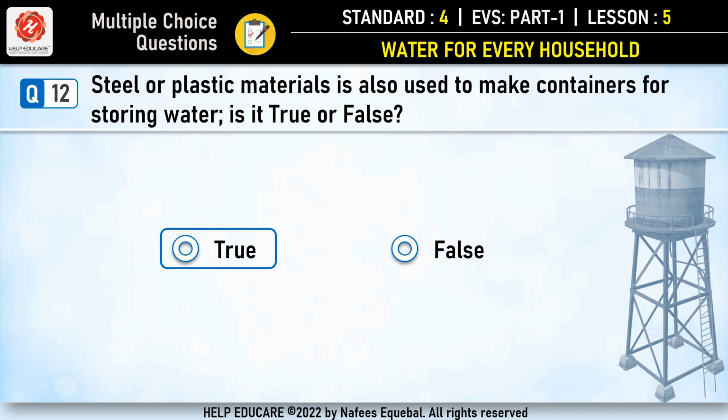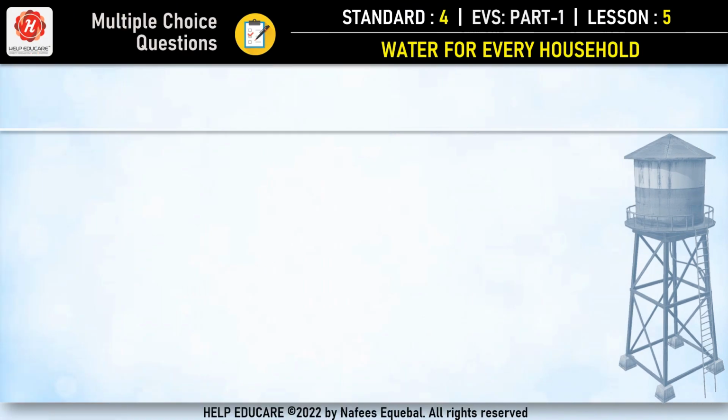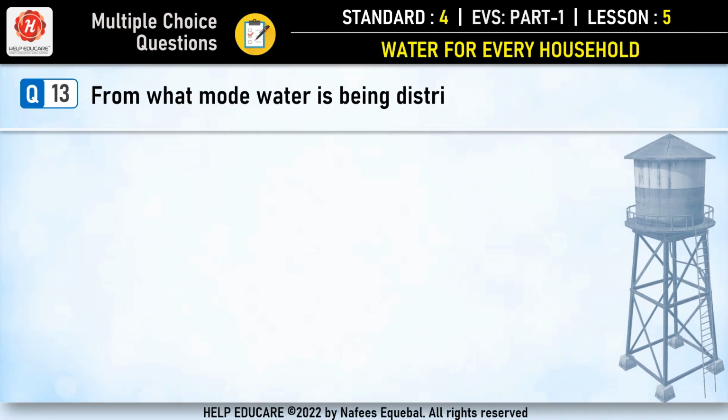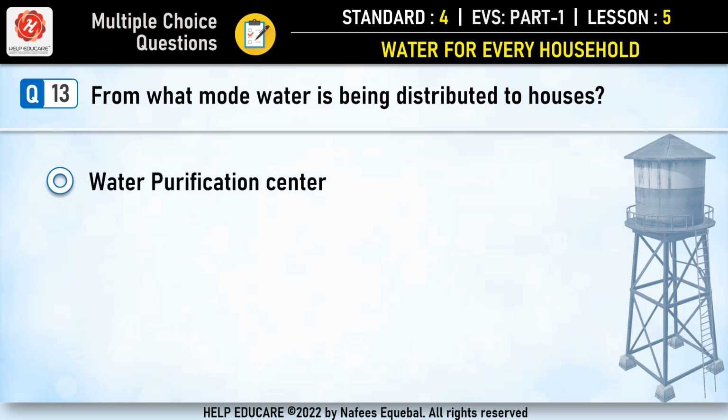Correct answer is true. Recently, we are using plastic containers since these are cheap, durable, and easy to use. Question number 13. From what mode water is being distributed to houses? First option, water purification center. Second option, water tower. Third option, sea.